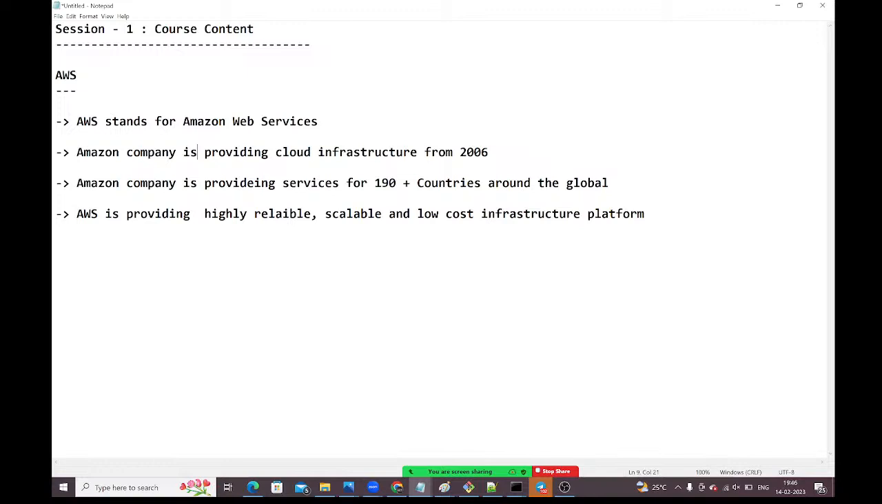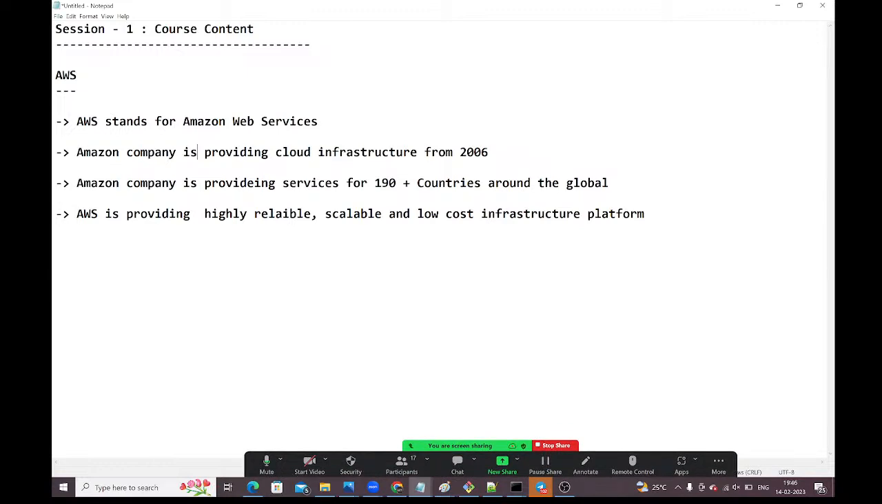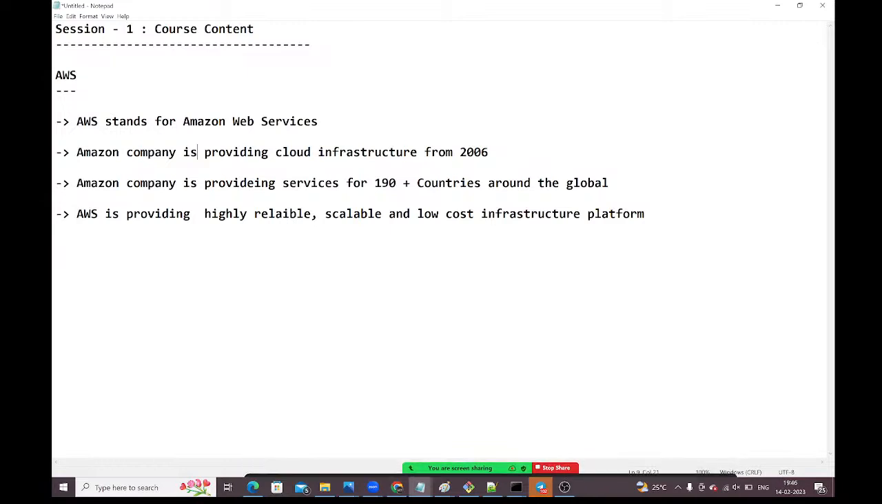Guys, finally, tell me, what is AWS providing? AWS is providing the infrastructure. By using that infrastructure, we need to create the platform to run our applications. If I want to run one application, what do you require? Infrastructure must be required. Inside the AWS cloud, I need one infrastructure to run my Java application, one to run my Python application, and one to run my .NET application. That infrastructure is provided by AWS only. AWS will provide the services for 190 plus countries. AWS is providing a low cost infrastructure platform.